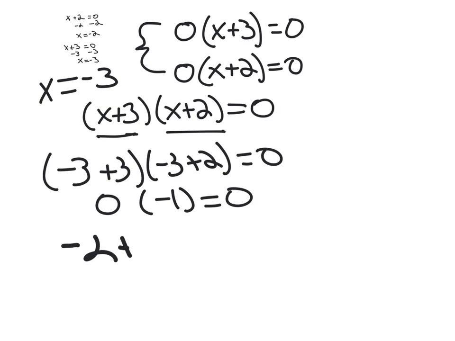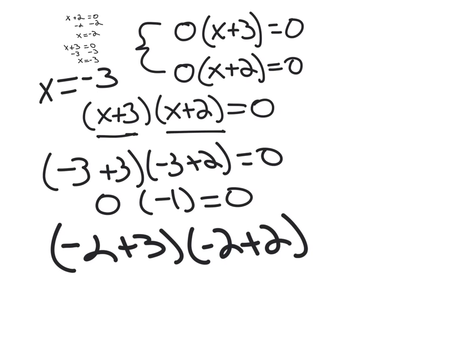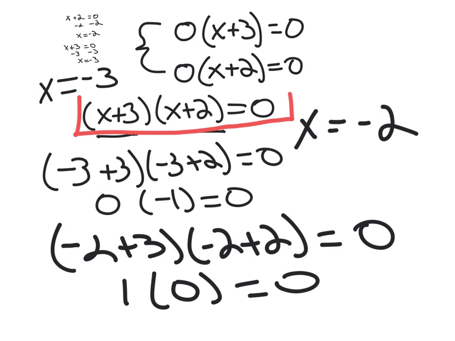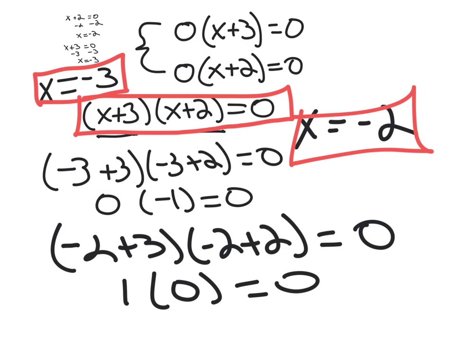negative 2 plus 3 times negative 2 plus 2. Does that equal 0? Well, 1 times 0 equals 0. Yeah. So the other option is x equals negative 2. So for these two binomials, for this equation to be true, we know that x has to equal either negative 3 or negative 2.